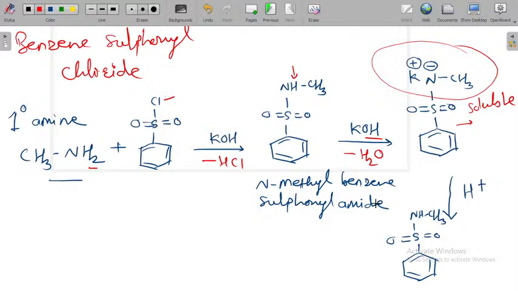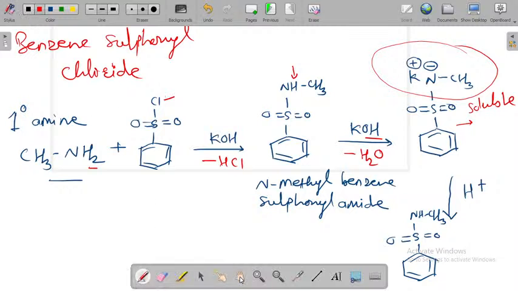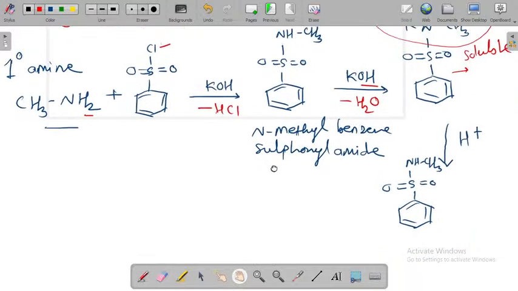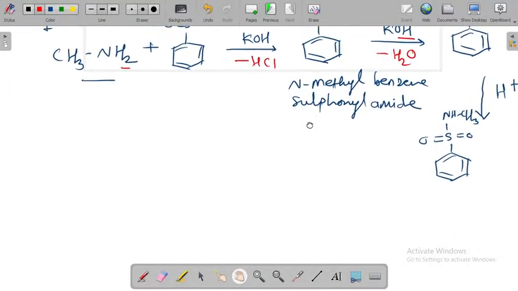Now what is the reaction with secondary amine? So distinguishing reactions that I am showing you here, after completion of all these reactions, we will discuss the points of difference. Now the secondary amine.